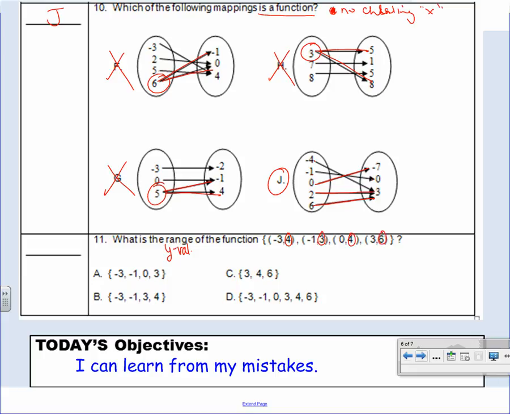If you think alphabetically again, x comes first, then y. So x is our first number, y is the second number. So a range should only have a 4, a 3, a 4, and a 6. That means C is the correct answer for the range. This concludes the retest review for Unit 6.